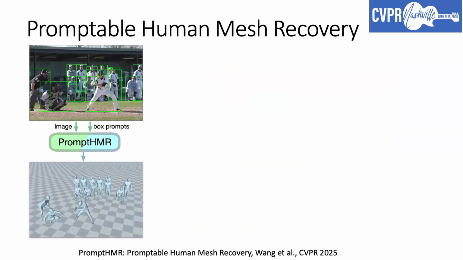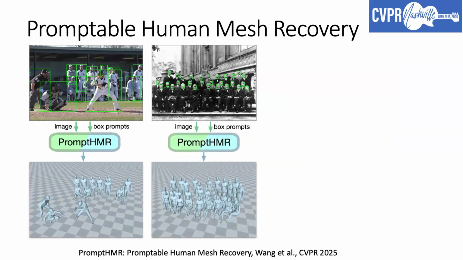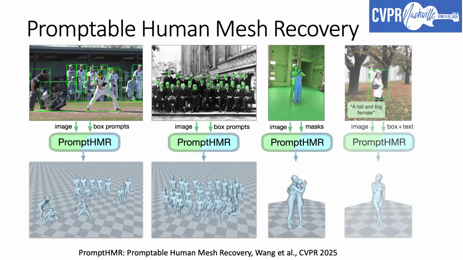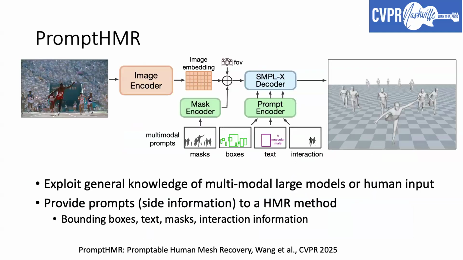PromptHMR does a variety of things. For example, we train an HMR model that can be prompted with things like bounding boxes, which are very easy to get, or face detections, which are even more reliable and easy to get, or with information about whether people are interacting or not, or semantic masks, like SAM2 segmentations about where people are, or even text describing things about a person's body shape that can be helpful in solving this problem.